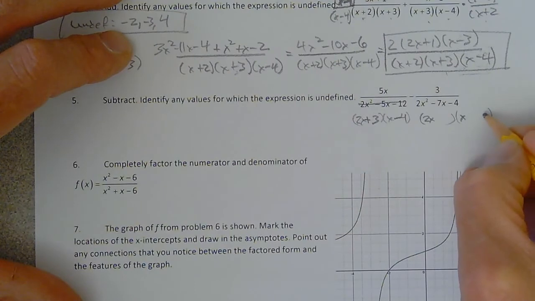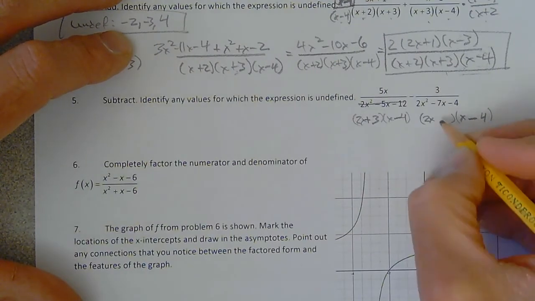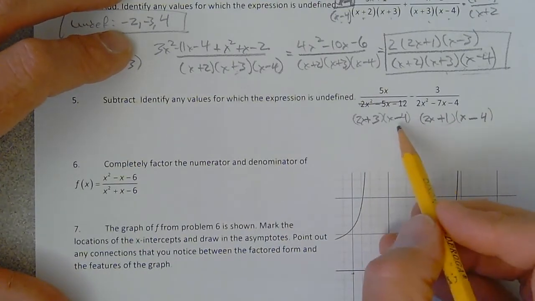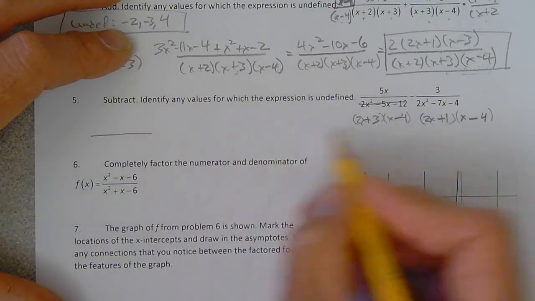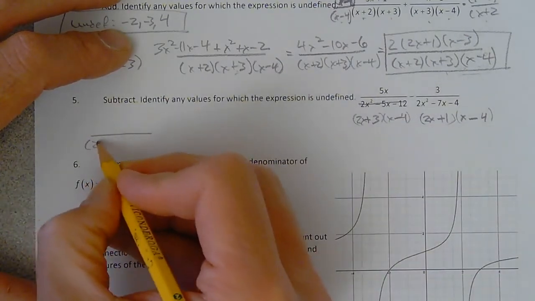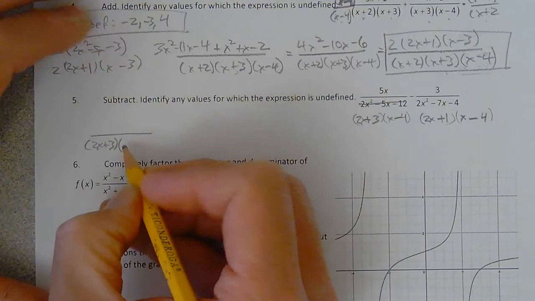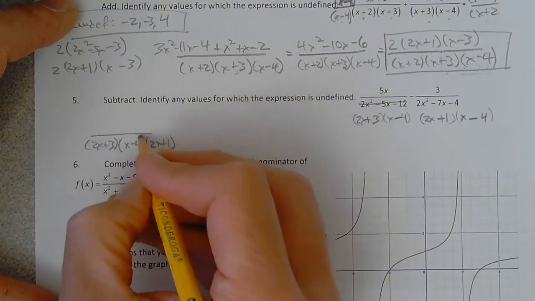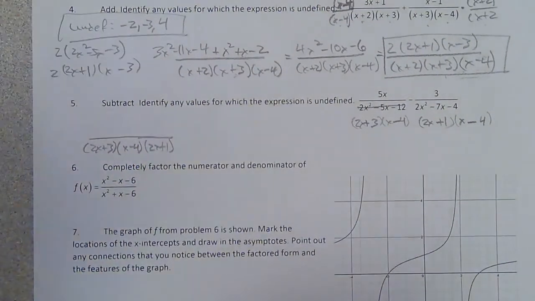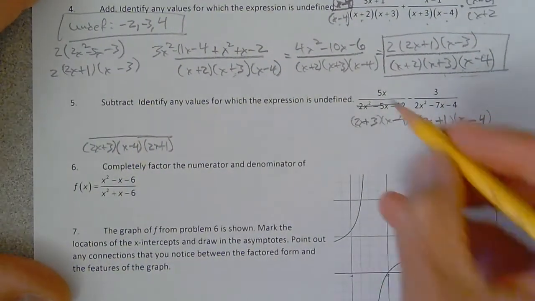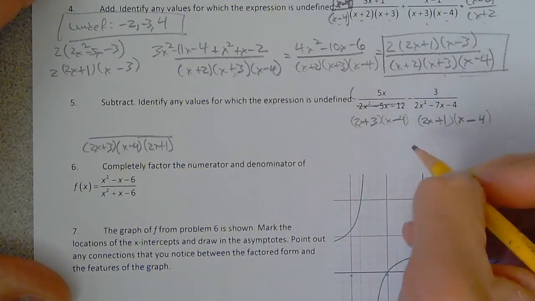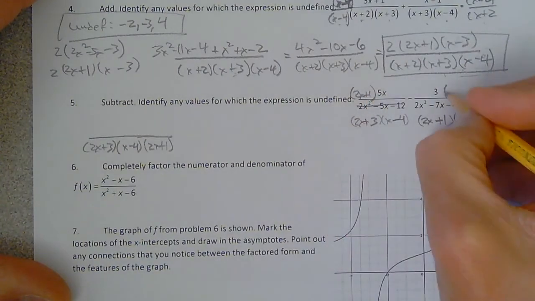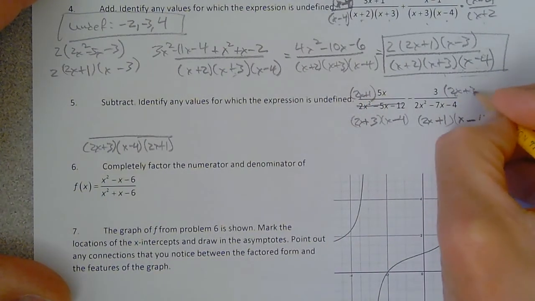That looks like that's going to definitely have to be the 4 there with a minus and a plus like that. So the common denominator is going to have a 2x plus 3 and an x minus 4 and a 2x plus 1 and an x minus 4, but it already has the x minus 4. So this one was missing the 2x plus 1. This one was missing the 2x plus 3.